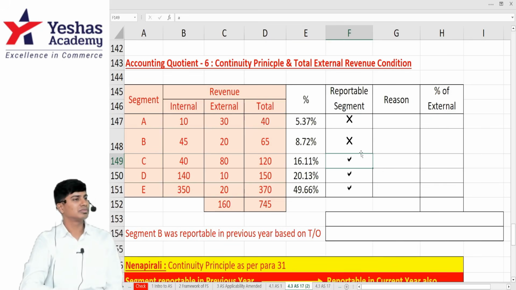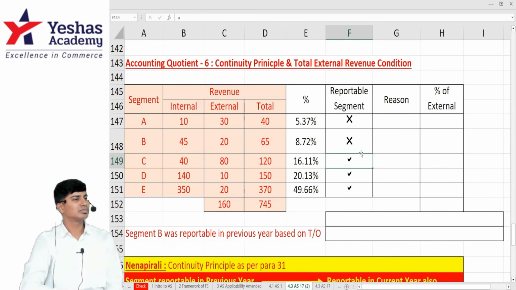I want you to do it one more way. Take the total: 20 plus 80 plus 10 plus 20. 100 plus 10, 110 plus 20, 130. 130 by 160. 81.25? Is it more than 75%? Should I identify one more segment, that is A, as reportable or no need? No need. Only B, C, D, E are reportable. Understood? B, C, D, E are reportable.